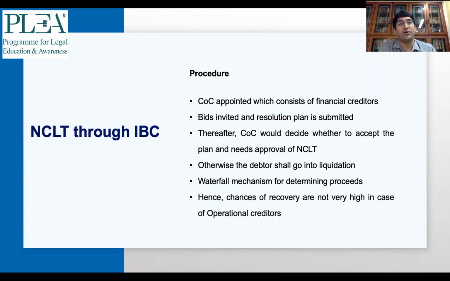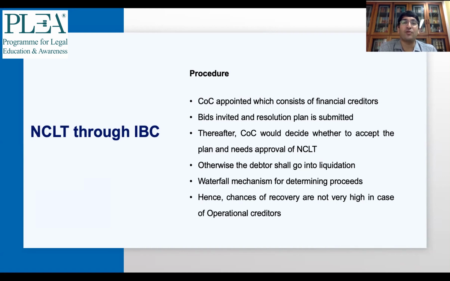Now here it is important to remember that this committee of creditors only consists of financial creditors. That is the banks only, banks or financial institutions. So if your client is an operational creditor, he is not going to be a part of the committee of creditors, or even if he has some representation, he will not have any voting rights on the same.